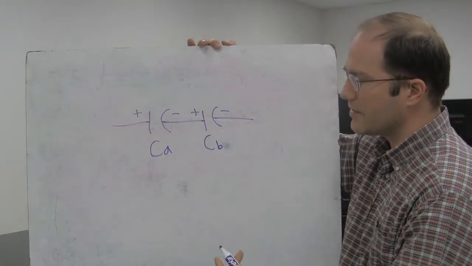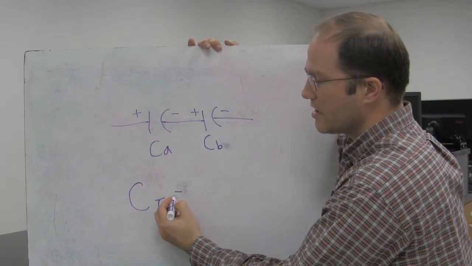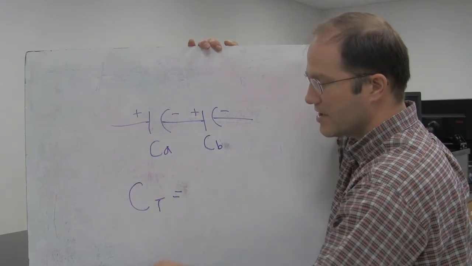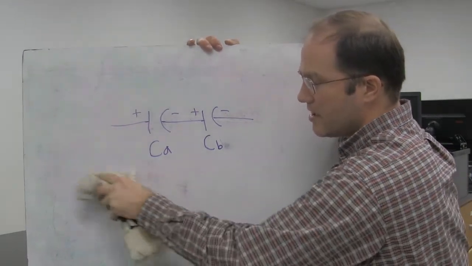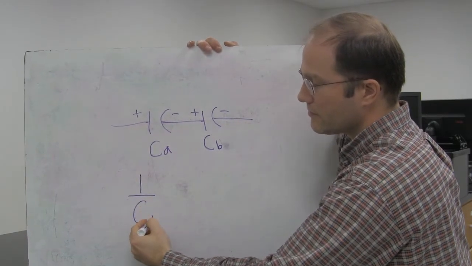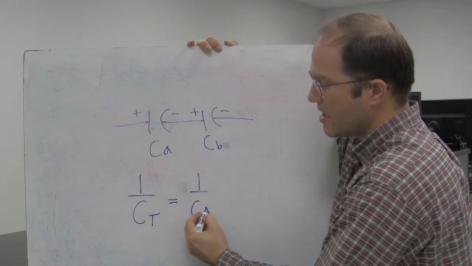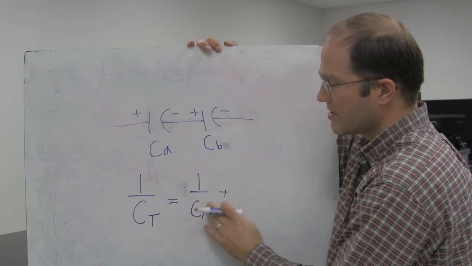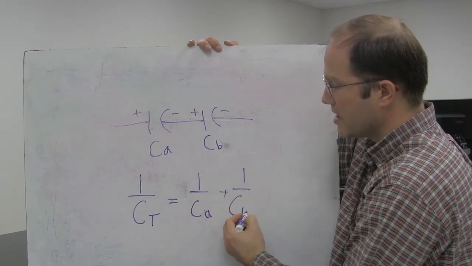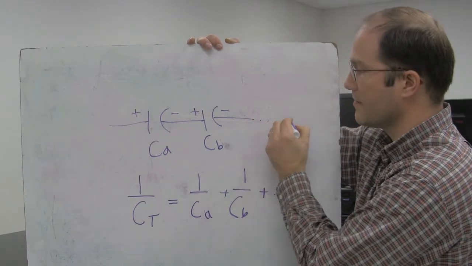Well, theory predicts that the total capacitance, C total, is going to be equal to, and let me just make some room and write it out like this. It works like this: 1 over C total is equal to 1 over CA plus 1 over CB plus, and as many capacitors as you have in series.